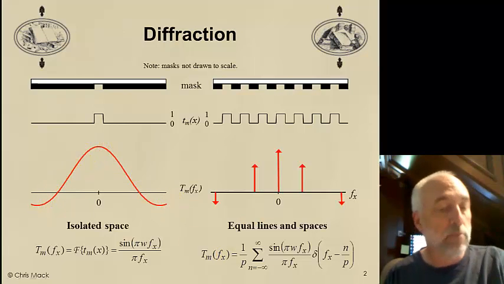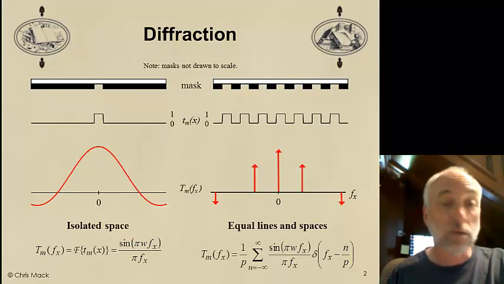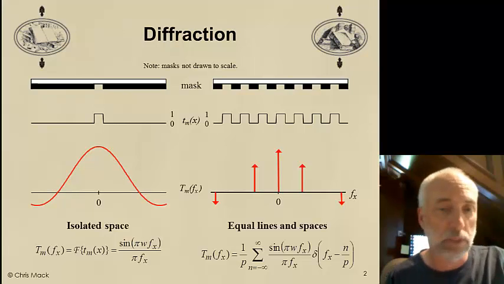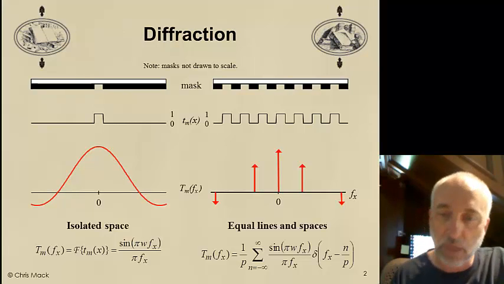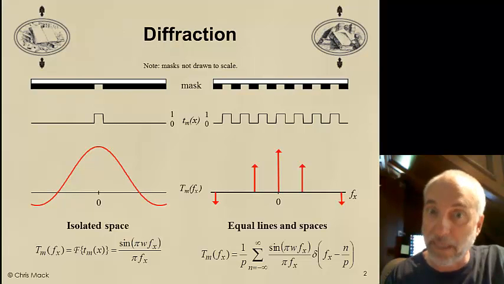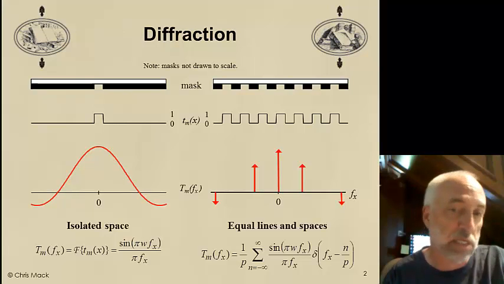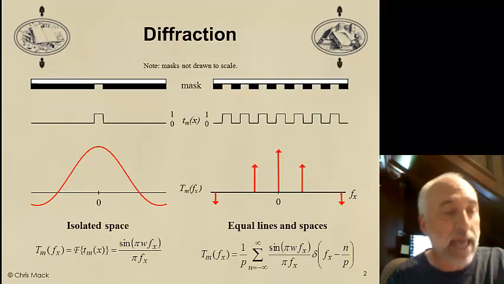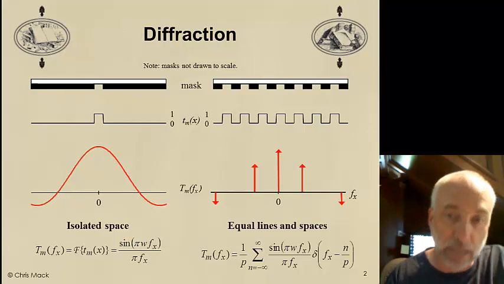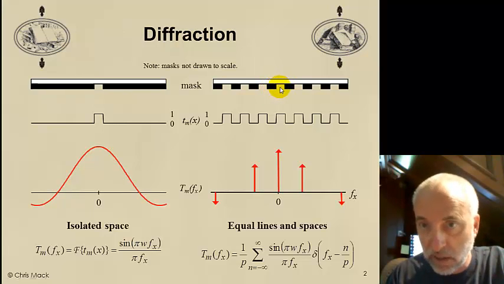So we went through the details of how to calculate that diffraction pattern using the Fourier transform. And this is a very simple example. Another example, which we're going to talk about in this lecture, is a repeating pattern of lines and spaces. This is another very common mask pattern. We often have patterns that repeat over and over again. Here we'll have a line and a space. So the line is the dark region, and the space is the clear region.